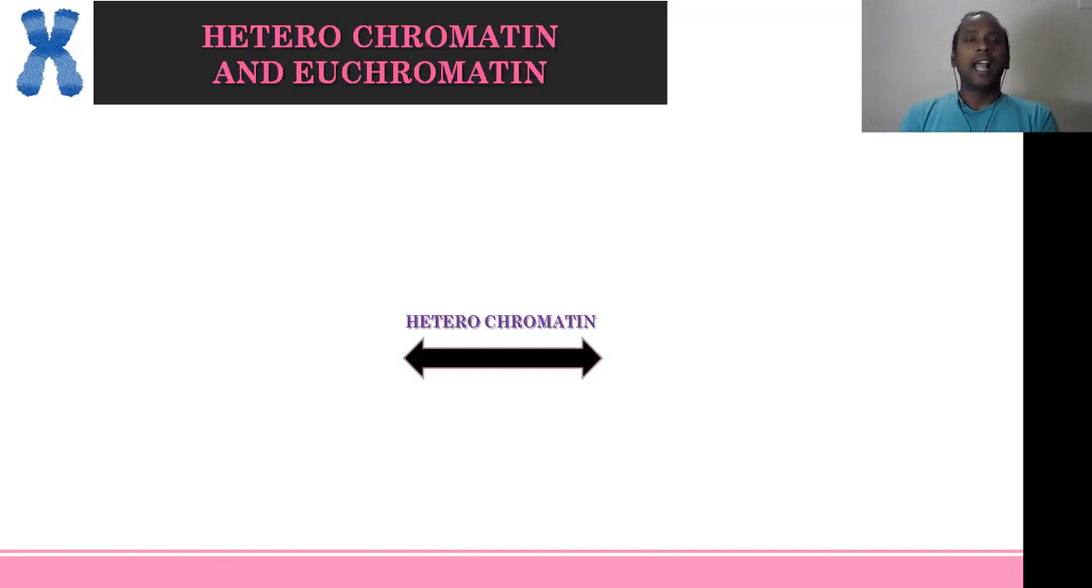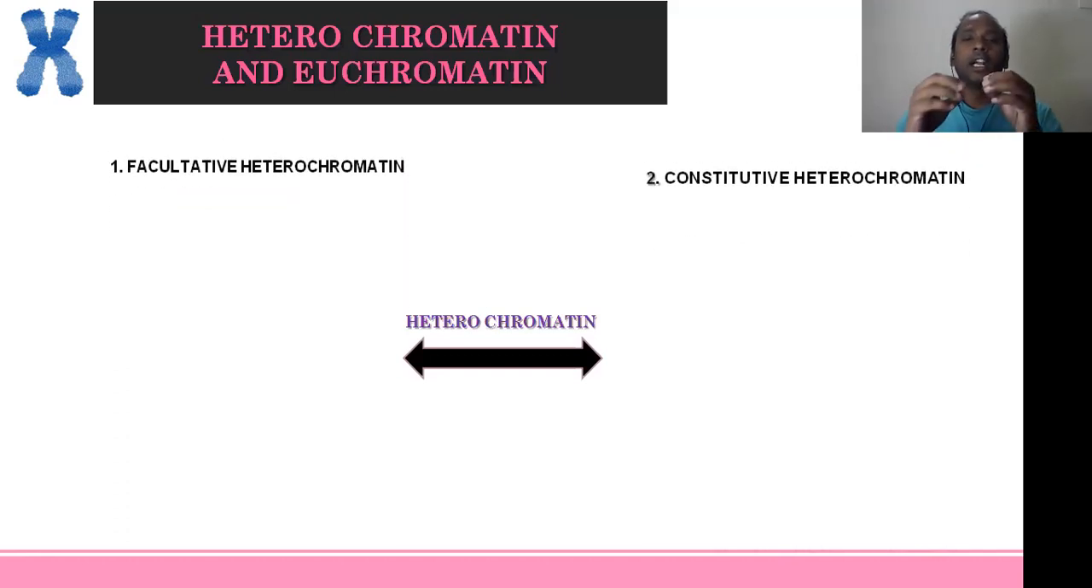If we go a little deeper into heterochromatin, it has two different types, right? The first is facultative heterochromatin, and the second is constitutive heterochromatin.